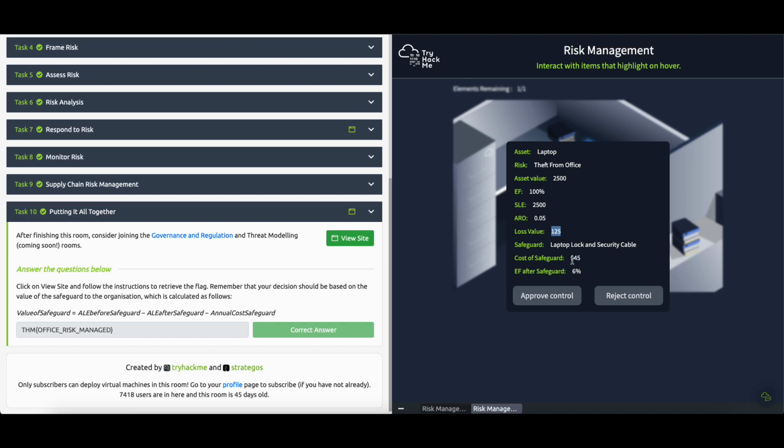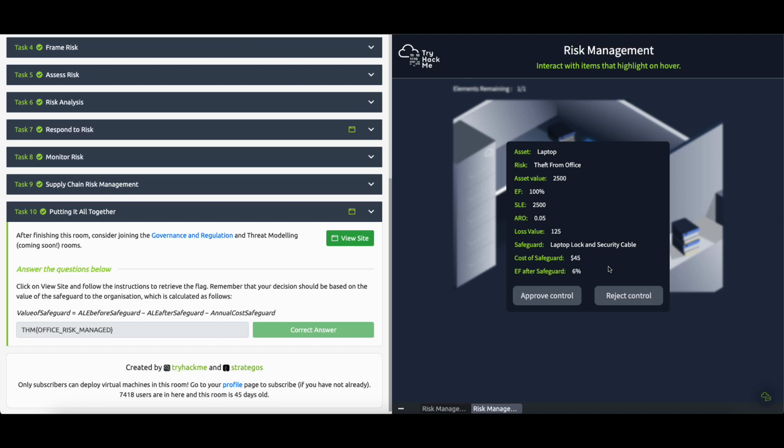Cost of safeguard is $45, and EF after safeguard, oh okay, the final value of this vulnerability before safeguard is this one. Okay, after safeguard the exposure factor increases, but cost of safeguard is less than loss value, is less than before the safeguard. Now we have to calculate it by ourselves.